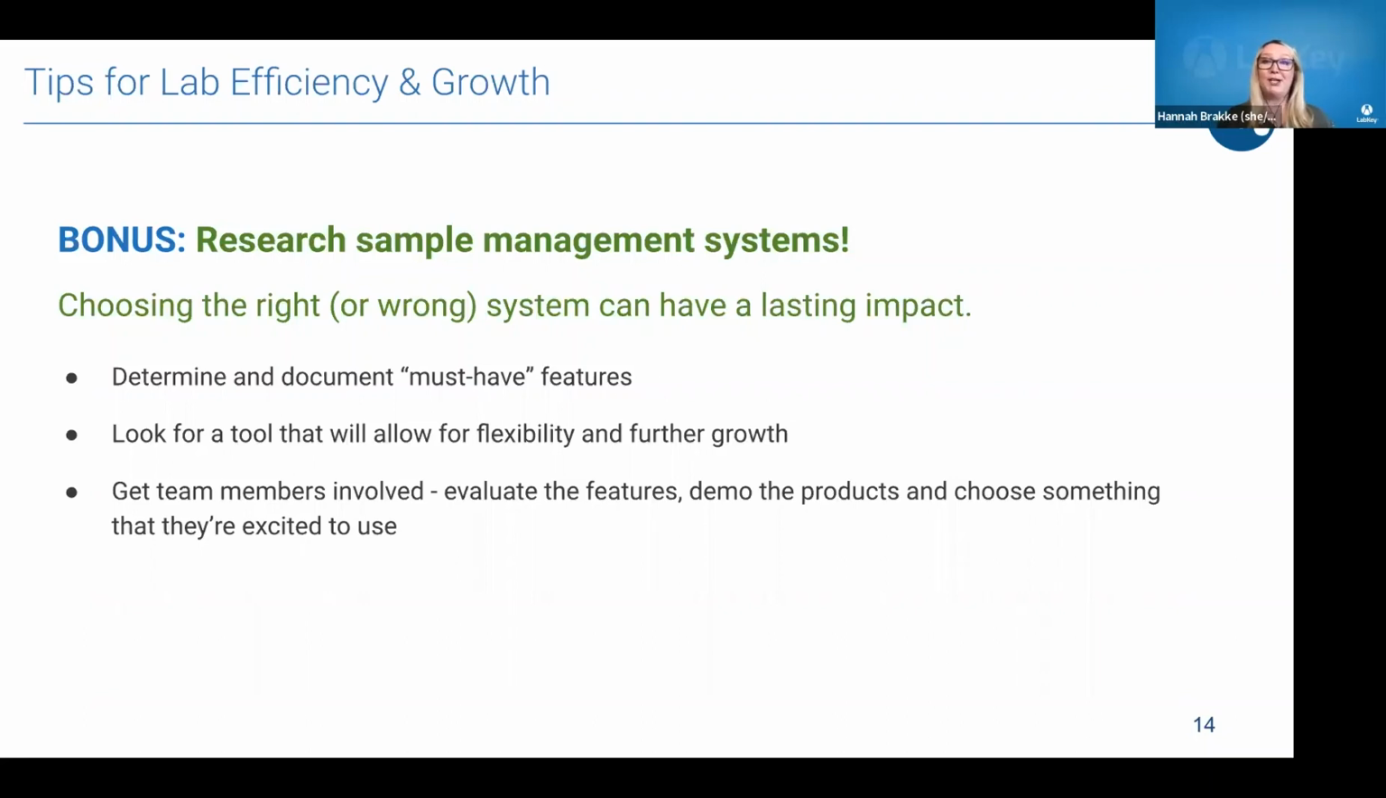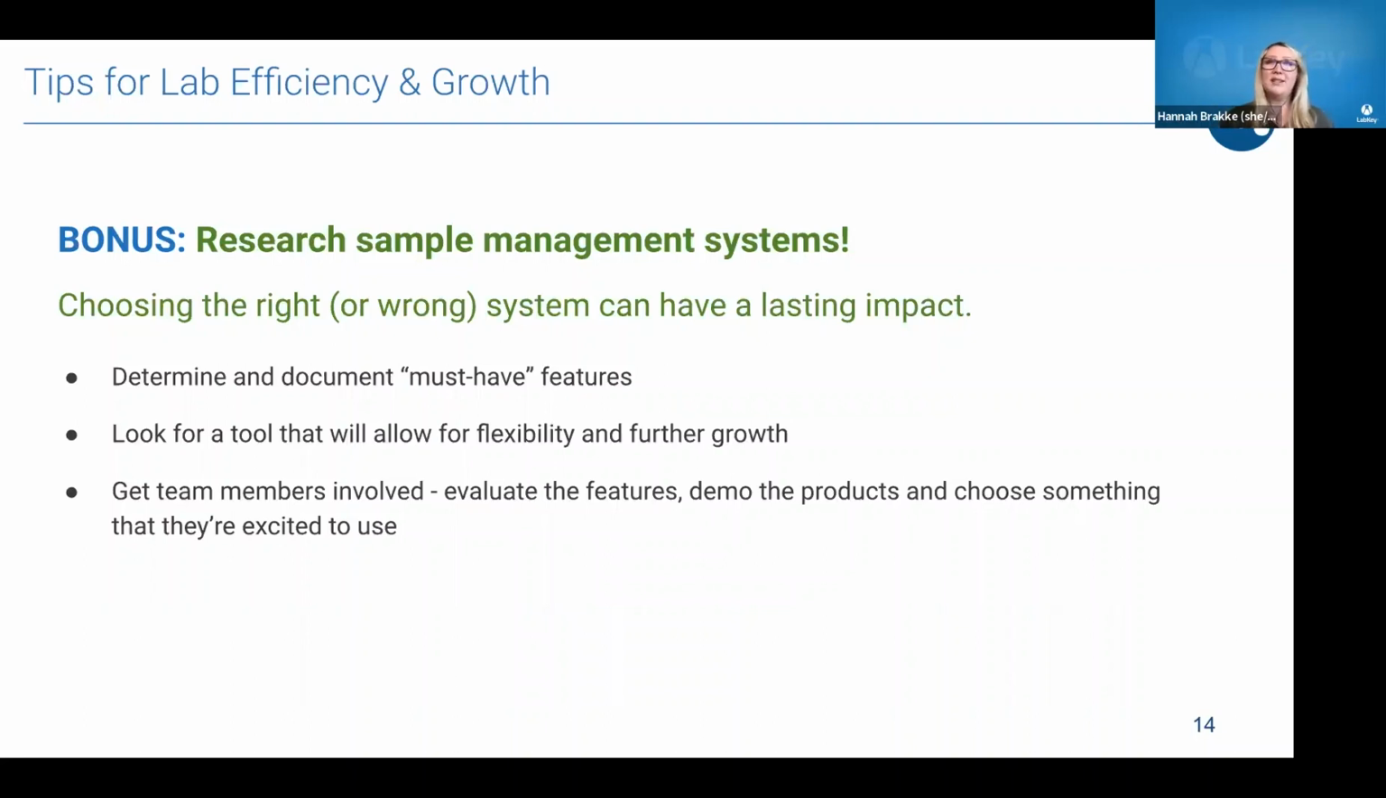We all know that migration and change is hard. And so really making sure that you're finding a solution that works for you and your team in the long term is a good idea. So look for those must-have features. Determine and document those. Write those up, talk to your lab, make sure that you're following the regulatory agencies that you're being audited by, all of their rules and guidelines on this as well. Make sure you're finding a tool that's going to allow for flexibility and further growth of your lab as you continue to receive more samples.